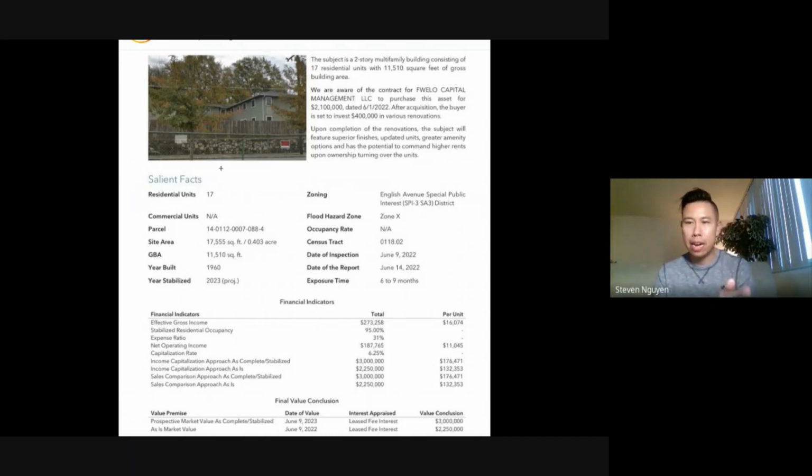So 31% out of the gate, that's impossible for a 17 unit. I mean, unless you're self-managing that thing, and buying the cheapest insurance, and not really fixing things.